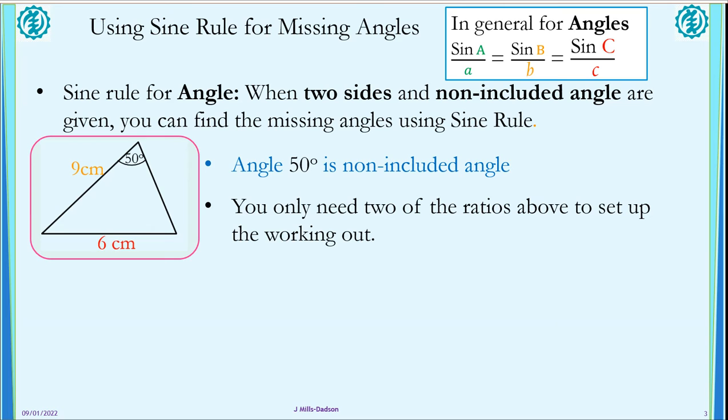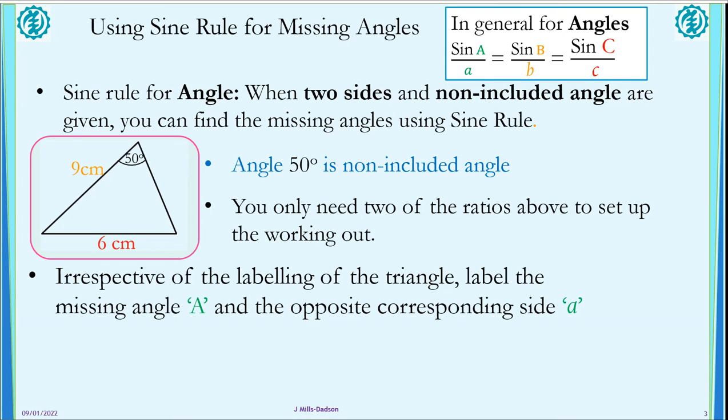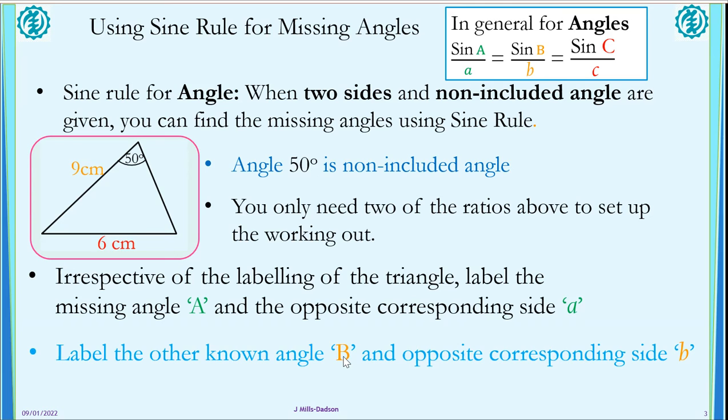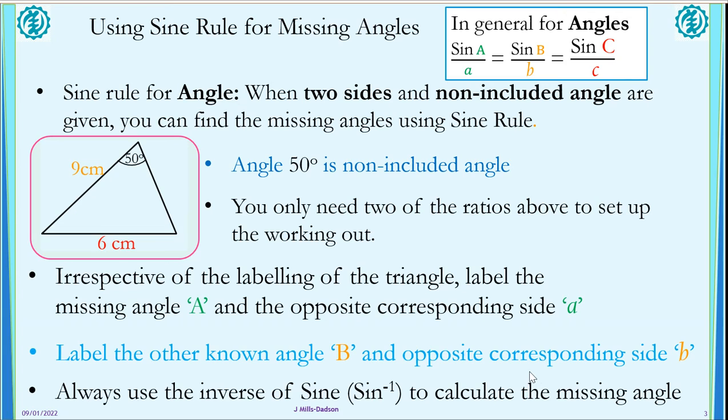As usual, you need only two of the ratios to set up your working out, and the labeling is very important. Label the missing angle big letter A and the opposite corresponding side small a. Another known angle capital B, and the side opposite the known angle small b. In using sine rule for angles, we are going to use the inverse of sine. So this is the symbol, sine -1. So don't forget, for angles, we use the inverse of the sine.